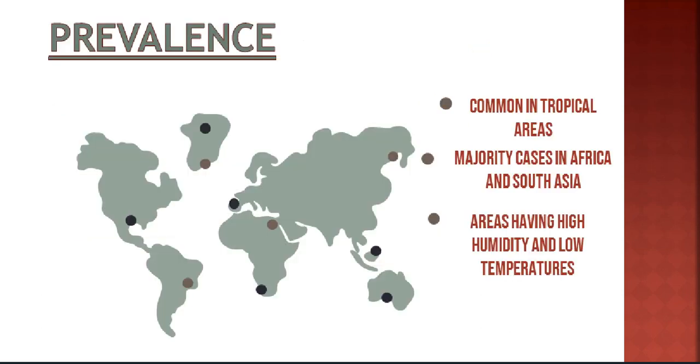Malaria is common in tropical areas where it's hot and humid. In 2020, there were 241 million reported cases of malaria throughout the world, with 627,000 deaths due to malaria. The majority of these cases occur in Africa and South Asia.